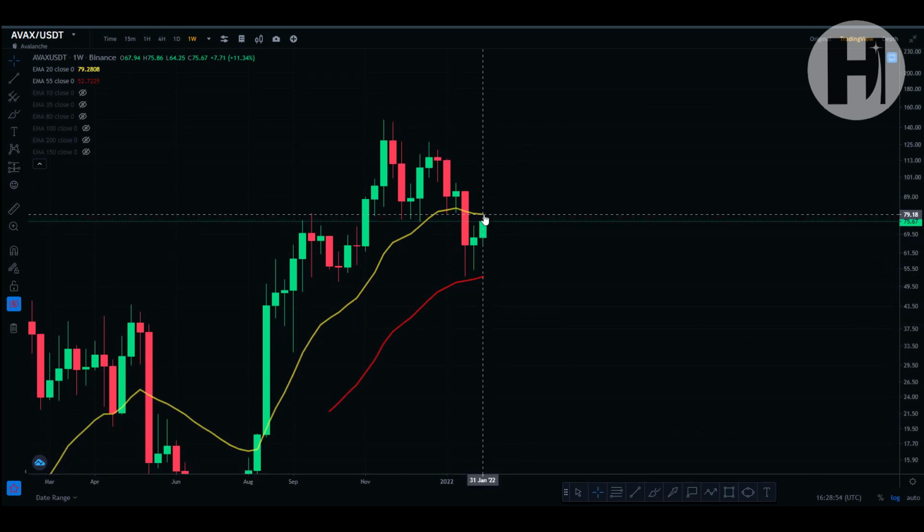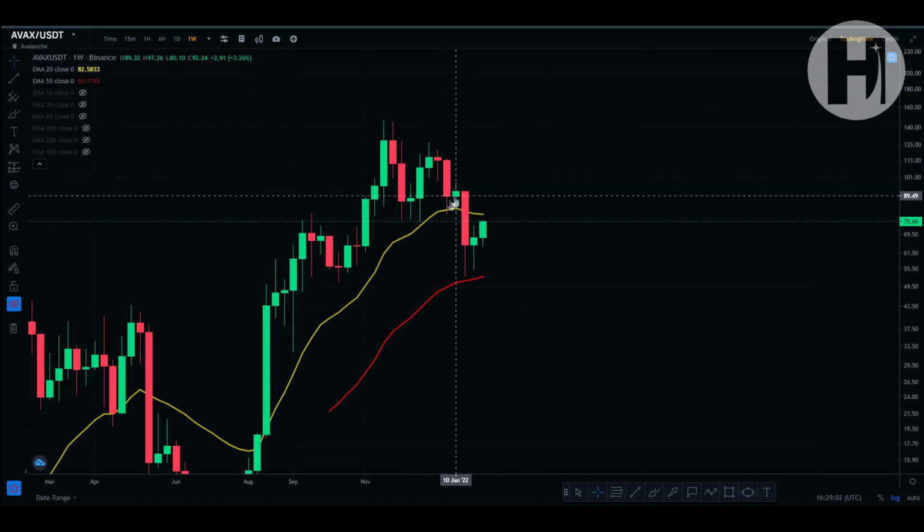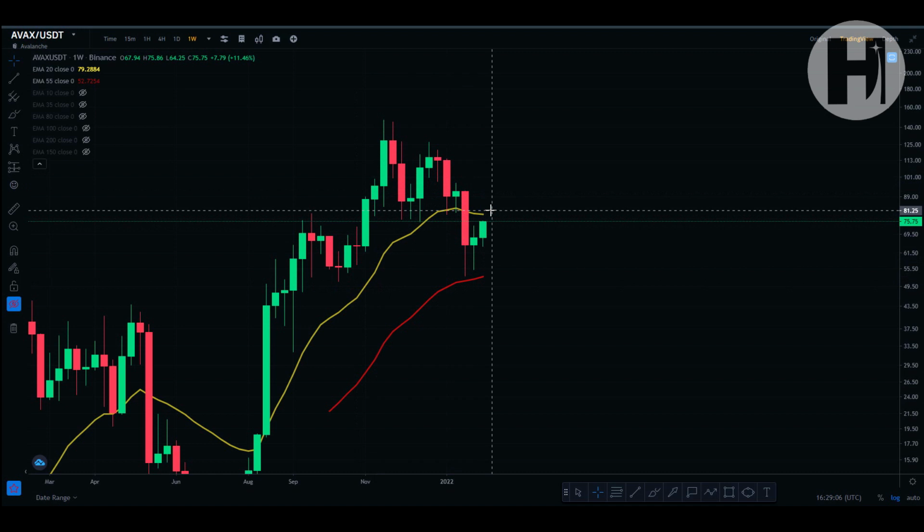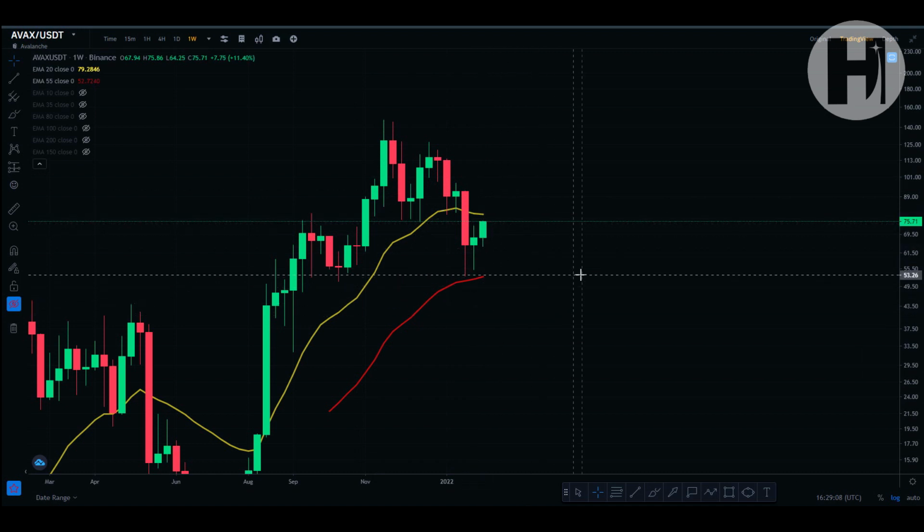Also, look for the 20 EMA on the weekly chart as a potential resistance level. Because the 20 EMA was a nice support level, we came back to it, lost it, and now we're looking for a back test of resistance potentially, and another move to the downside.